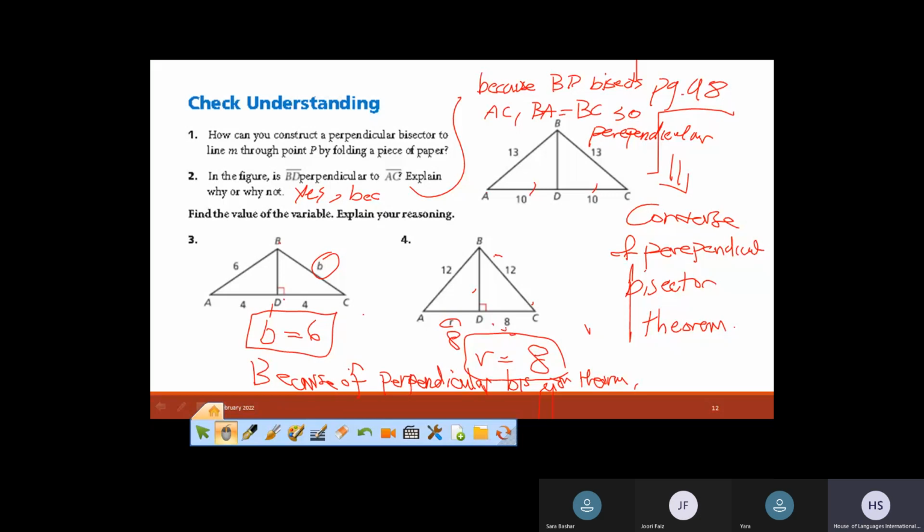Summarize as you understand. Do you understand why? You mean the reason? Yeah.